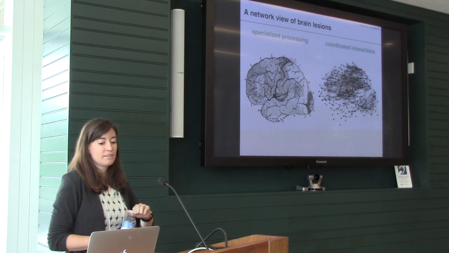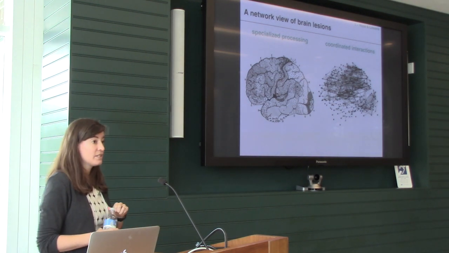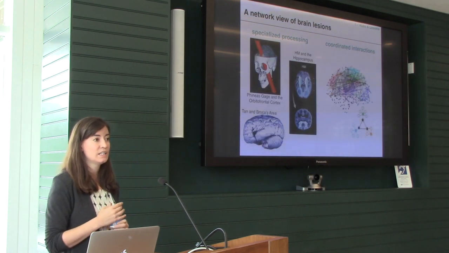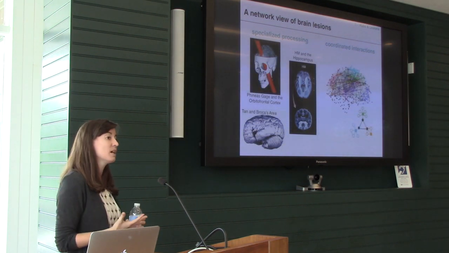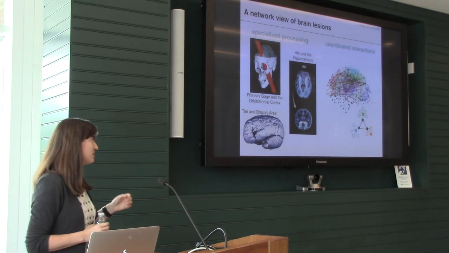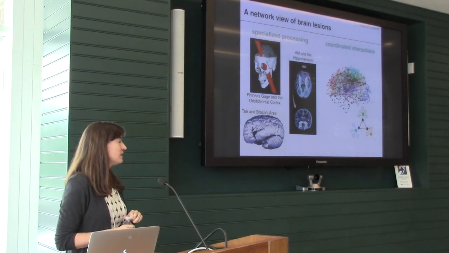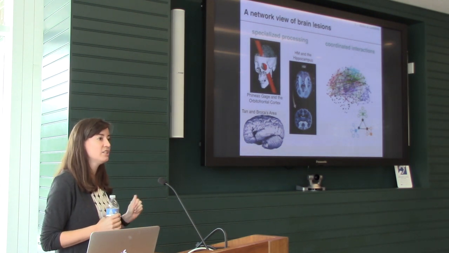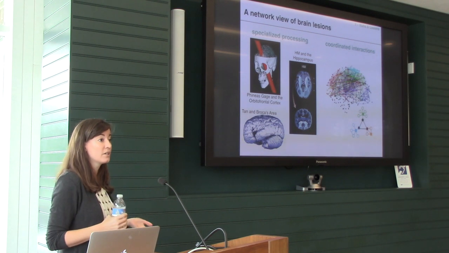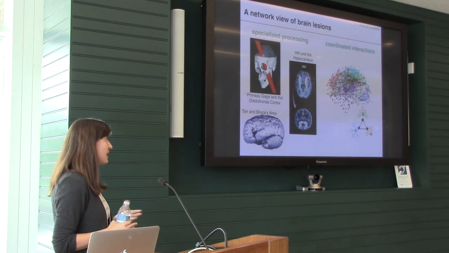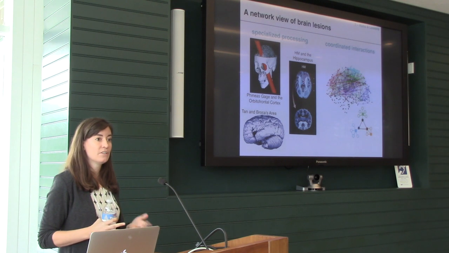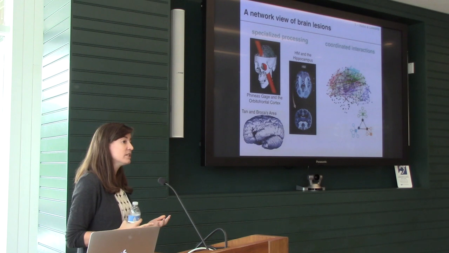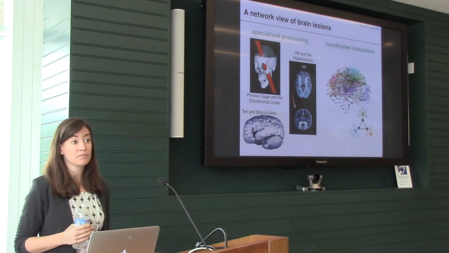And so our understanding of the consequences of brain lesions has followed a very similar dichotomy to the one I presented at the beginning, where a lot of work has taken the sort of localized processing perspective. Some of the most famous examples are shown here. And in a lot of these cases, the logic goes something like this. You have a patient come in, they have a lesion to Broca's area, and they can no longer carry out speech function. And so from that, you might infer that Broca's area normally is important for speech. But that requires the assumption that the rest of the brain continues to function normally.